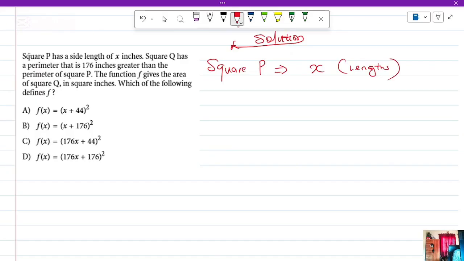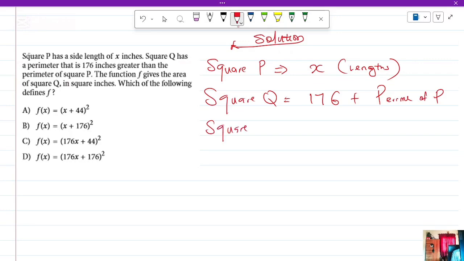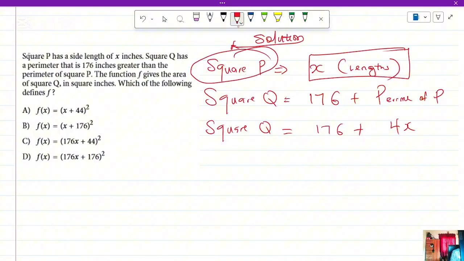Now square Q has a perimeter that is 176 inches greater than the perimeter of square P. So the perimeter of square Q is 176 plus the perimeter of P. Now that means the perimeter of Q is going to be 176 plus 4x, since x is the side length of P and the perimeter is going to be 4x. So what is square Q? They now said, which of the following defines f.